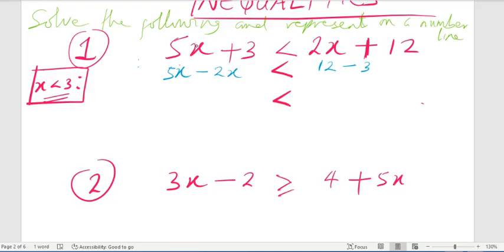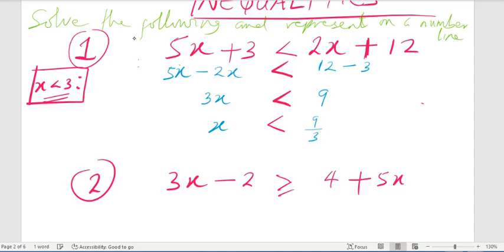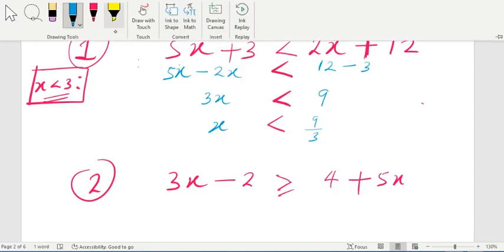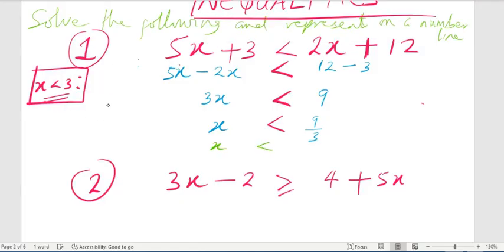Should we progress? What is 5x minus 2x? 3x. So 3x is less than, what's 12 minus 3? 9. Are you there? Okay, so what is x? How do you find x? I divided both sides by 3. You divide both sides by 3. So x is basically 9 divided by 3. So x is simply the final answer. X is what? X is less than 3.